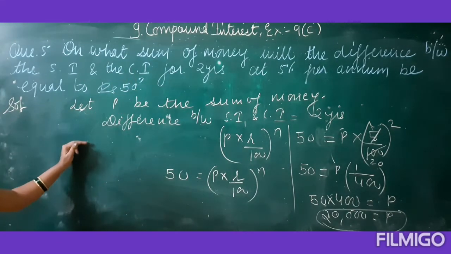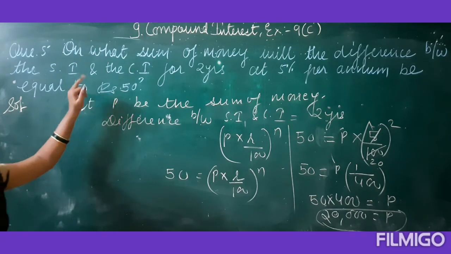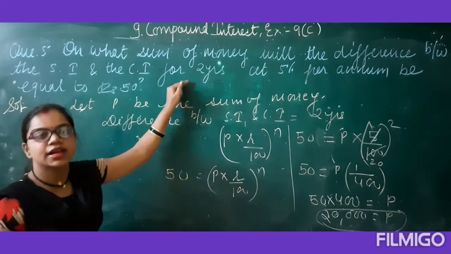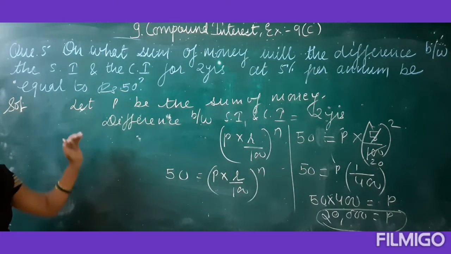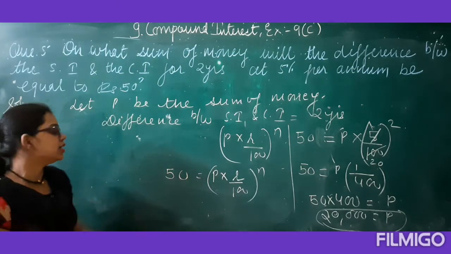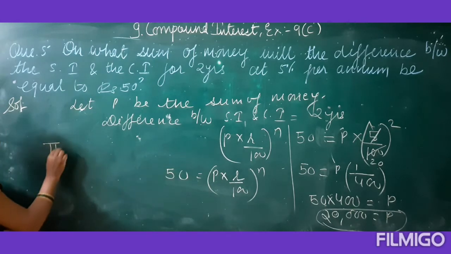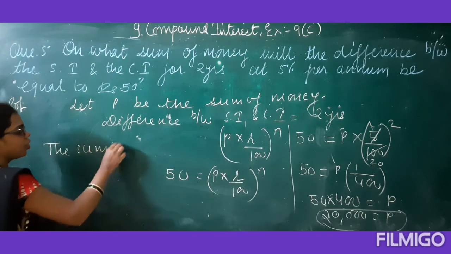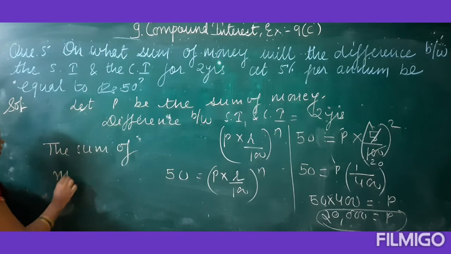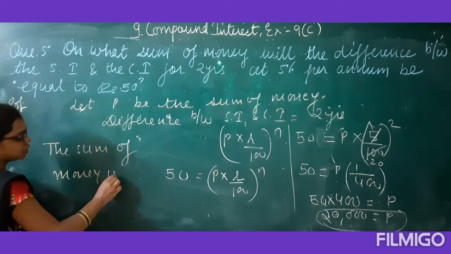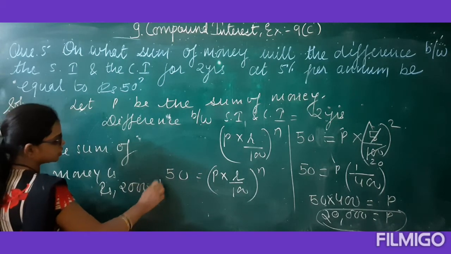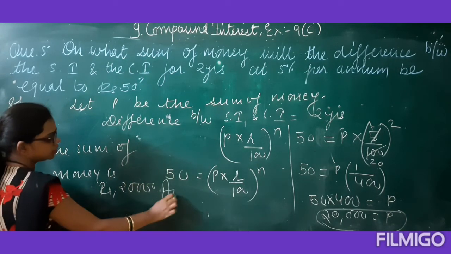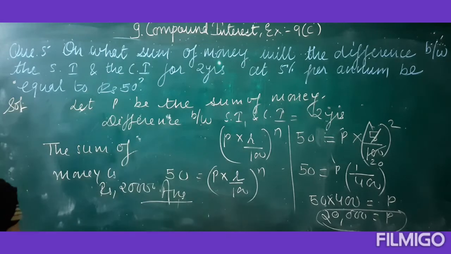So what is the sum of money? That is 20,000, which will make the difference of simple interest and compound interest for 2 years at 5% rate per annum to be equal to rupees how much? 50. So what is the sum of money? The sum of money is rupees 20,000. This is the answer.